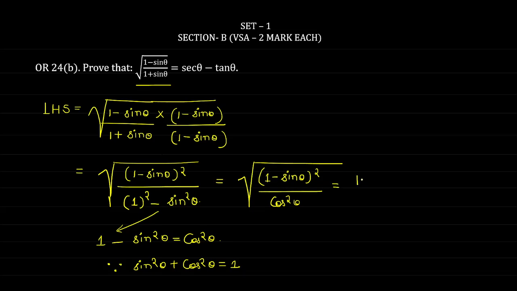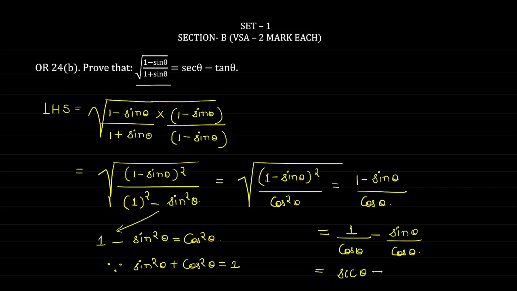So let's put the value here. If these values come out of the bracket, we will get (1 minus sine theta) divided by cos theta. We will separate the value, so we are going to get 1 by cos theta minus sine theta by cos theta. What is 1 by cos theta? We know that it is secant of theta, minus sine theta by cos theta, it is tangent of theta. Okay, so hence this is equal to the RHS. This is how you solve this question. Okay, I hope it is clear to you. Let's see the next one now.